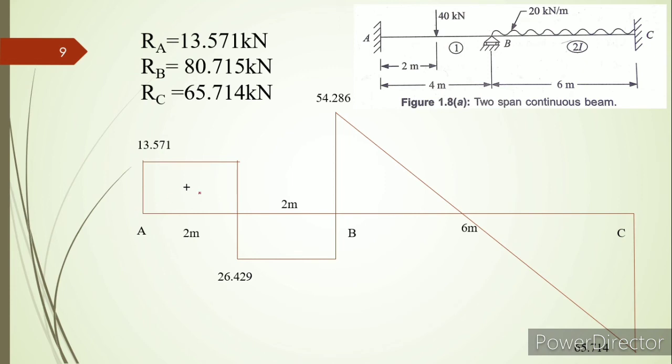Then the portion above this baseline is positive and the portion below the baseline is negative. Then mark all the positive and negative signs. So this is the shear force diagram. Next we will move to the bending moment diagram.